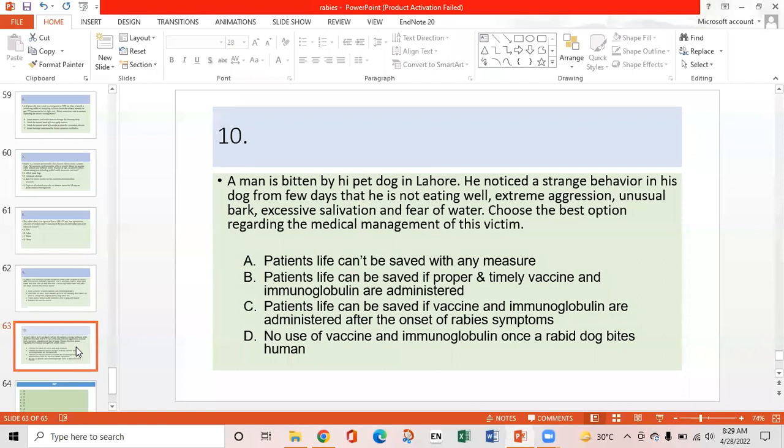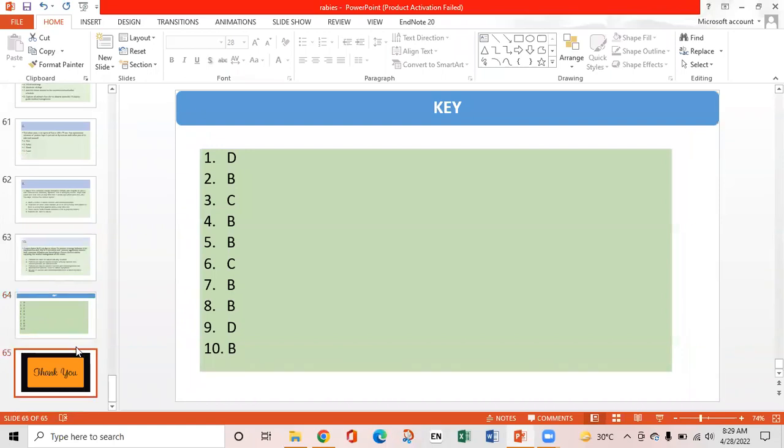B. Option B is the right one. This is the key, and thank you.